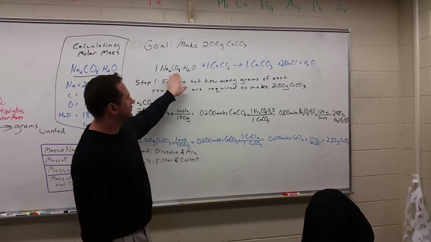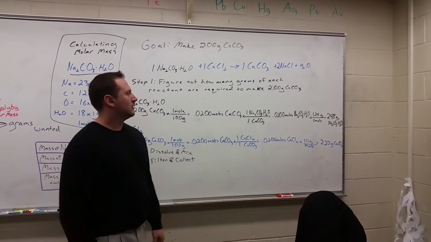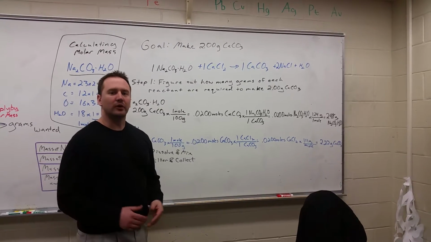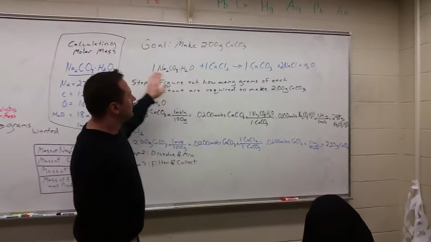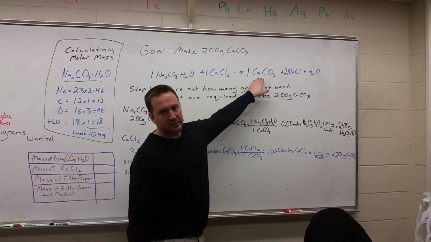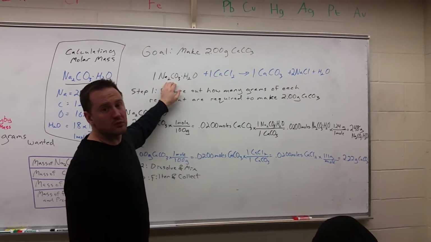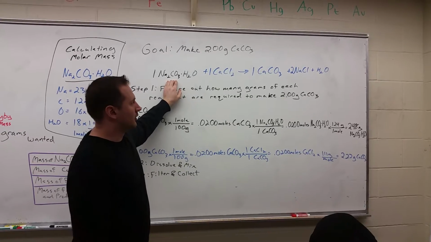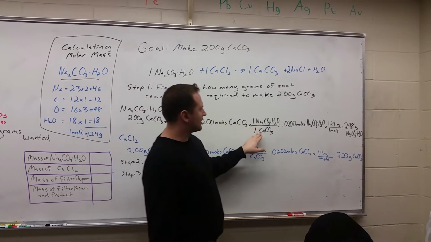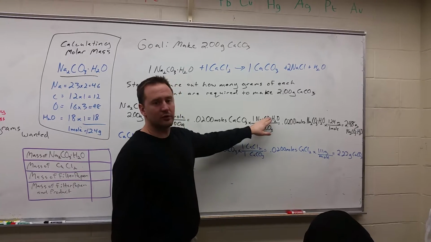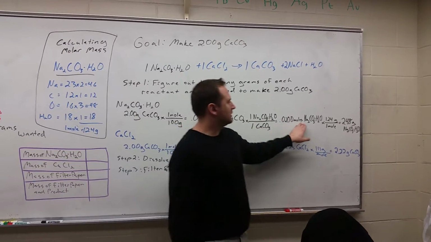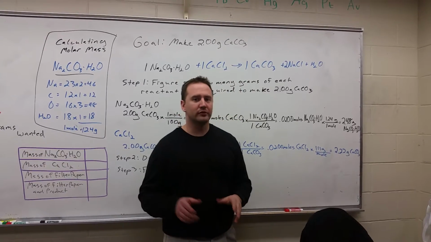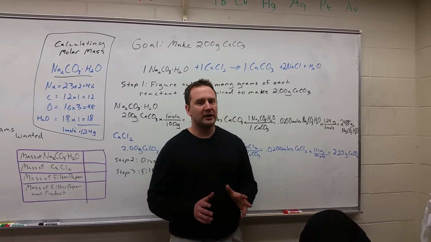Then we're going to use our ratio from the balanced chemical equation to figure out how many moles of sodium carbonate monohydrate that's going to be. Looking at our equation, this one's pretty simple. For every 1 mole of calcium carbonate we're going to make, we're going to need 1 mole of sodium carbonate monohydrate. Since that's our ratio, we always put what we're looking to go to on the top and divide by the unit that we're starting with. And that tells us we need 0.0200 moles of the sodium carbonate monohydrate.